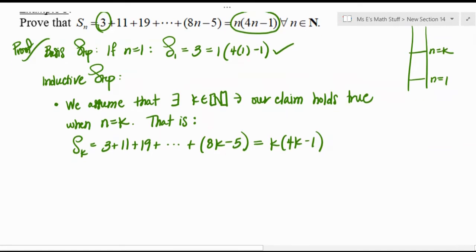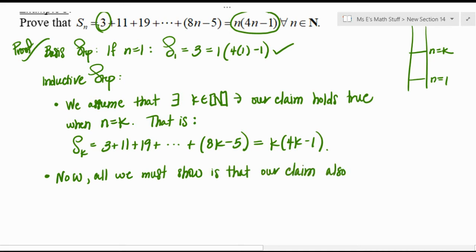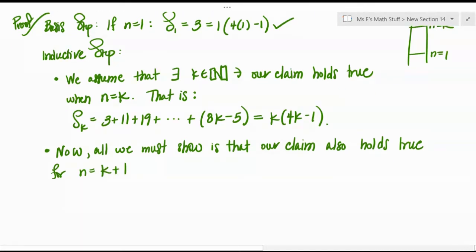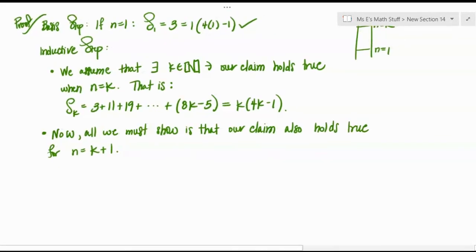Okay, so we're assuming that your claim is true for n equaling some k value. Now all we must show is that our claim also holds true for n equaling k plus 1. Okay, so let's get started on exactly that.